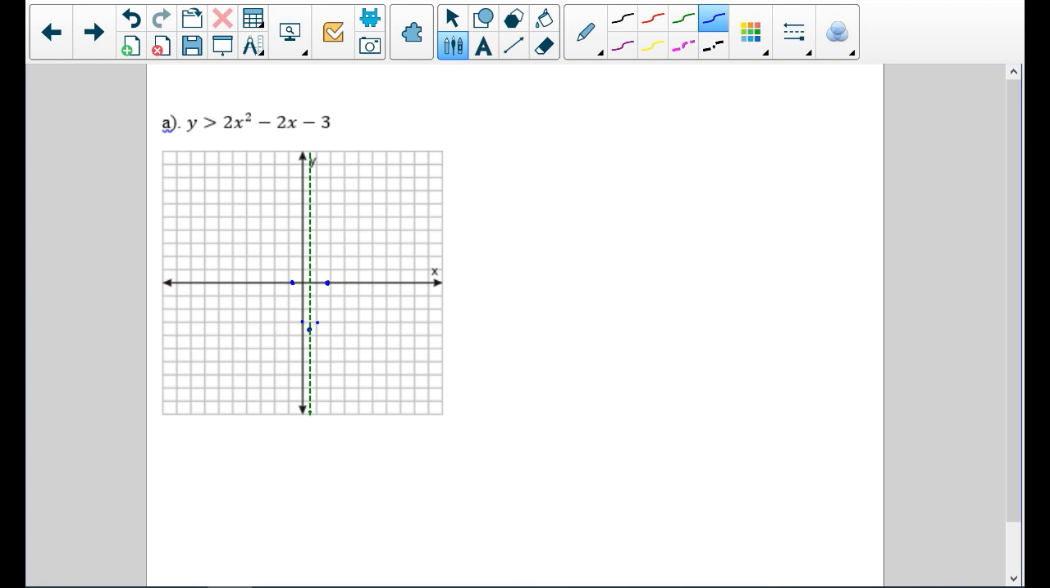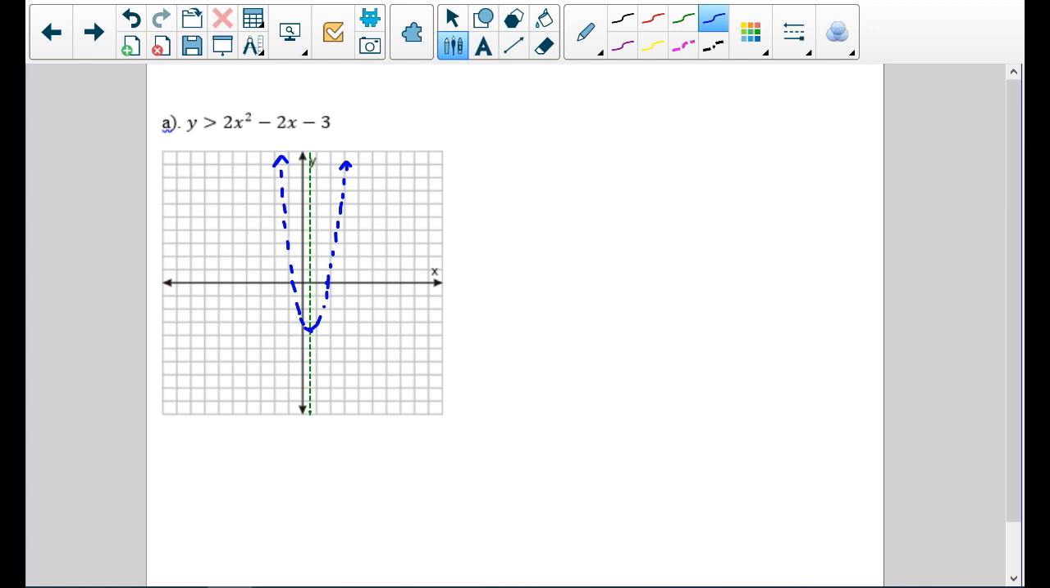It is just greater than. Y is greater than that. So this is going to be a dotted line. It's going to be a little harder to draw maybe. But again, this is a dotted line because it's not included in my solution.